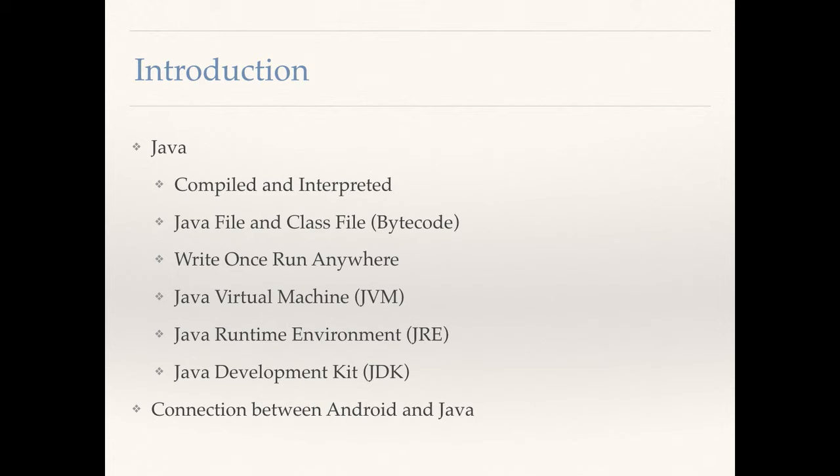And that's why we create something called a bytecode in Java, to be able to create something that you can run anywhere. After that, we have some jargons: JVM, JRE, and JDK. They all have specific purposes, and we will go through them one by one.